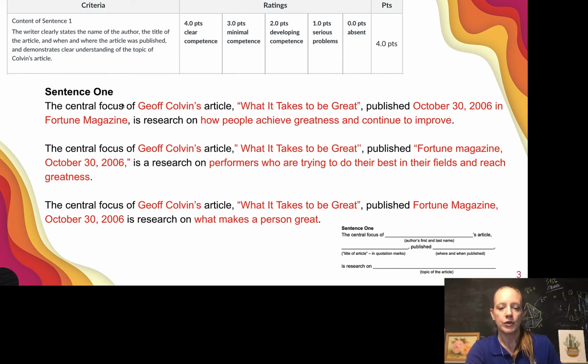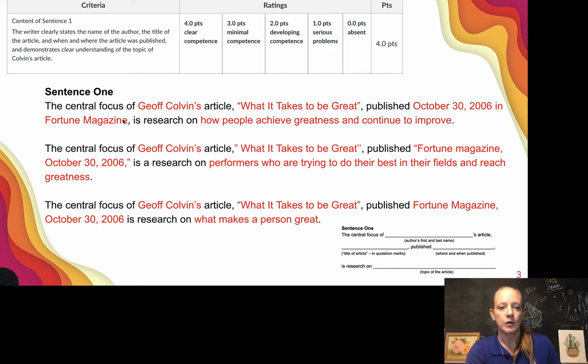If we look through those 3 sentences, you can see right away all 3 of them have the author's name, all 3 of them have the title in quotation marks, all 3 of them say the date it was published, and all 3 of them say where it was published, Fortune Magazine. So let's just look at the last bit.